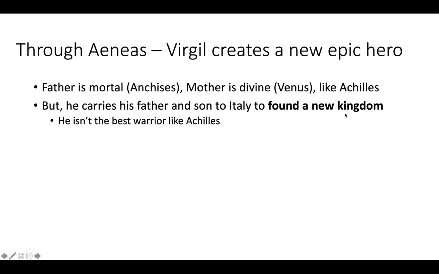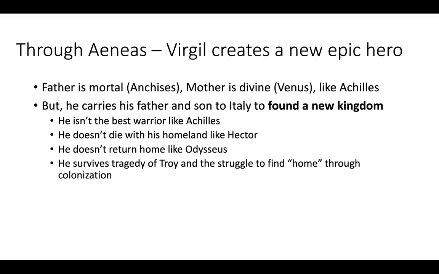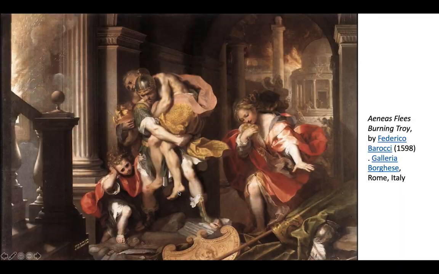So he's not exactly the best warrior like Achilles. He doesn't die with his homeland like Hector. He doesn't return home like Odysseus. He wanders like Odysseus, but he doesn't get back home. His home doesn't exist. Instead, he founds a new kingdom. He survives the tragedy of Troy and the struggle to find home through colonization. So Aeneas is a colonizer. So his glory is linked to Rome's burgeoning glory.